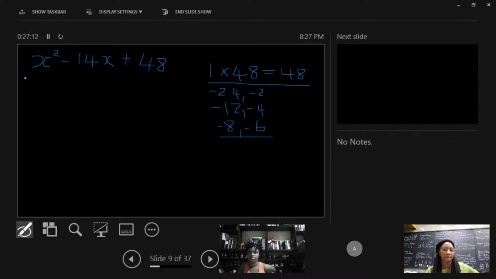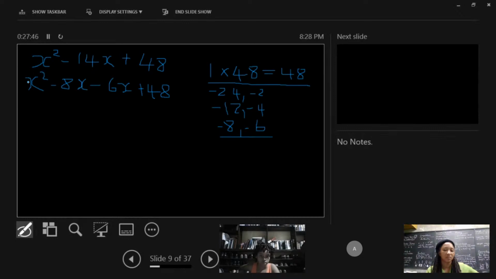No, miss. So it would be x squared minus 8x minus 6x plus 48. And now we're going to factorize them. So we can use negative x to factorize the x squared. Yes, miss. Why negative x?